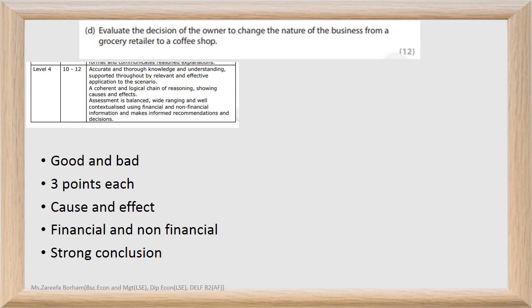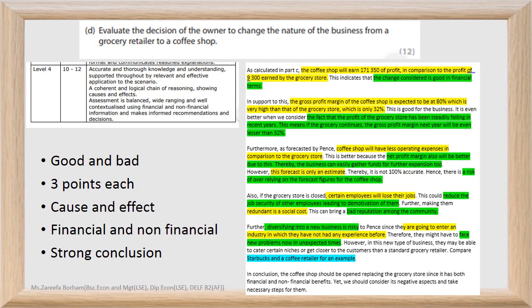When answering this question, you have to discuss at least 3 points for and 3 against with a reasoning point for each. A strong conclusion is also required. In this case, make sure your conclusion is based on a discussion of points including both financial and non-financial. Here is a sample answer that can give you full marks in this question.